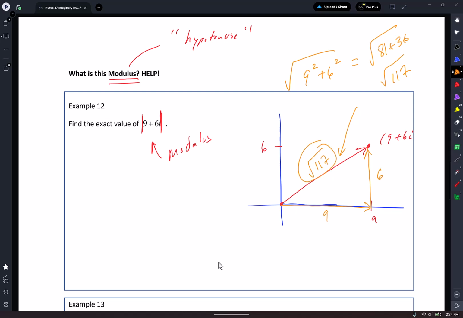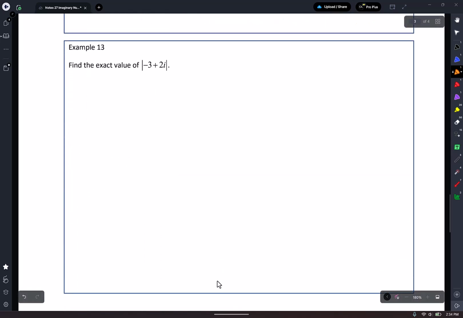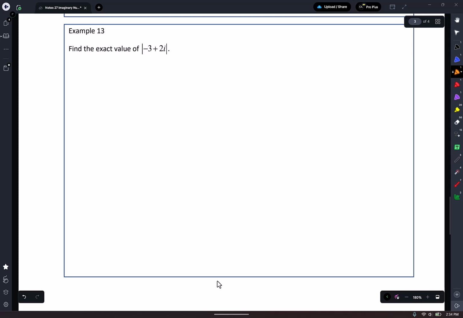That's it. That's all that modulus is. Anything crazy? Sometimes it breaks down. I don't think that 117 breaks down. No. All right. This one, I think this one does break down.